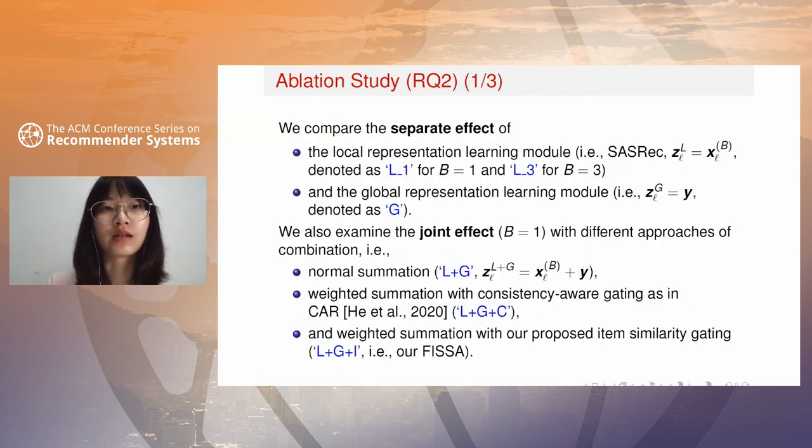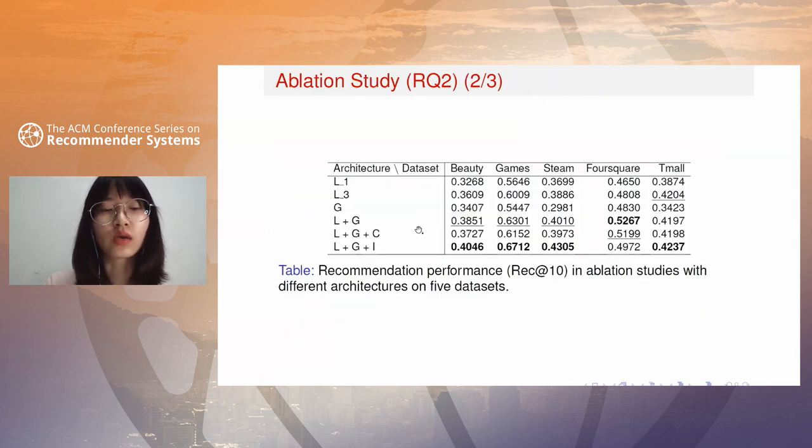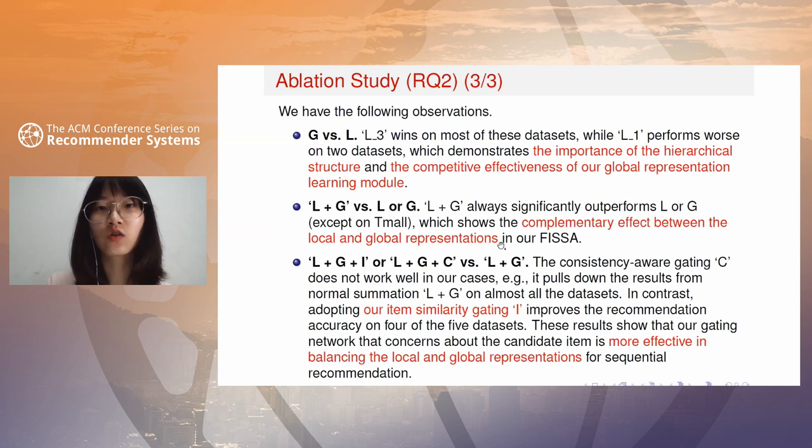We also carried out an ablation study. We can see that the hybrid models always outperform the separated ones, and our item similarity gating further improves the results to obtain the best performance in most cases. This shows the complementary effect between the local and global representations in our FISA and the better effectiveness of our item similarity gating for balancing the local and global representations.